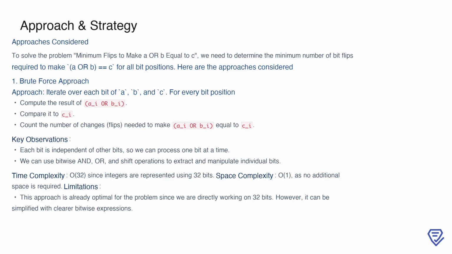A key observation here is that each bit can be treated independently of others, meaning we can process one bit at a time using bitwise operations like AND, OR, and SHIFT to extract and modify individual bits. While this approach is already optimal in terms of time complexity, O(32), since integers are represented as 32-bit numbers, there's room to simplify the logic further with cleaner bitwise expressions. This approach requires no additional space, making its space complexity O(1). However, it involves slightly more explicit computations than necessary, which we can refine further.